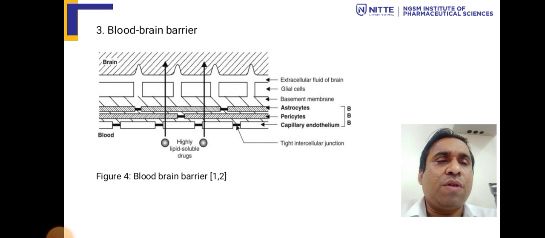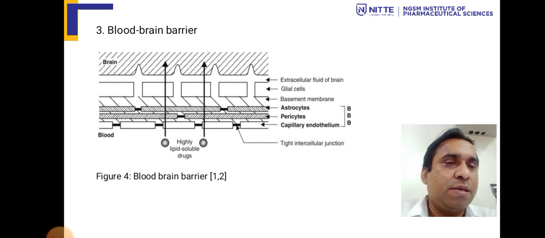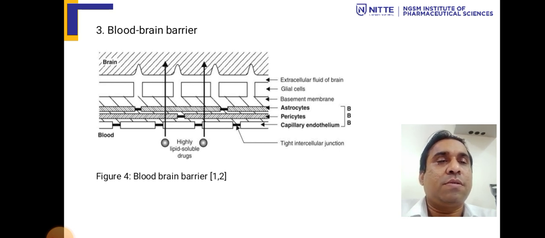This is because of the capillary endothelial tight walls, tight extracellular junctions, astrocytes, pericytes, and basement membrane, which form layer after layer. You can see it is a sandwich layer where only the drug which is highly lipid soluble passes. Other drugs can't pass through it. So this is the barrier which we call the blood-brain barrier. The figure reference is taken from references 1 and 2.